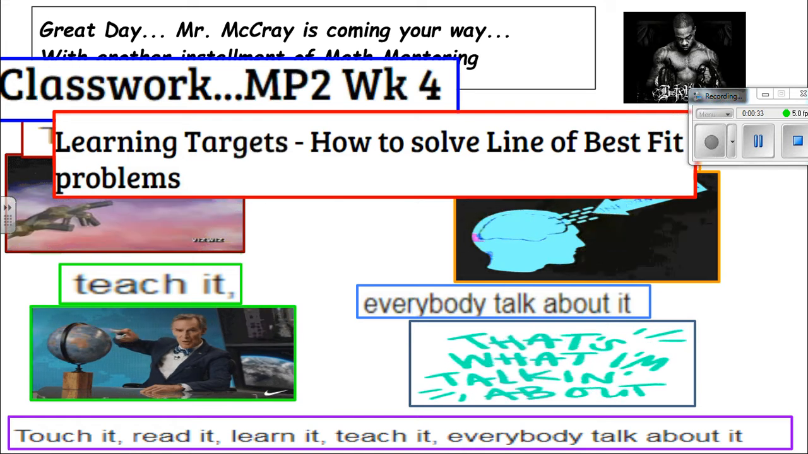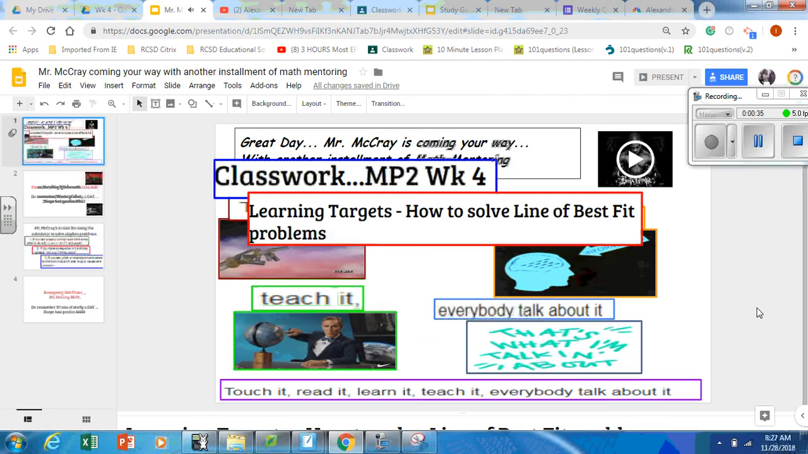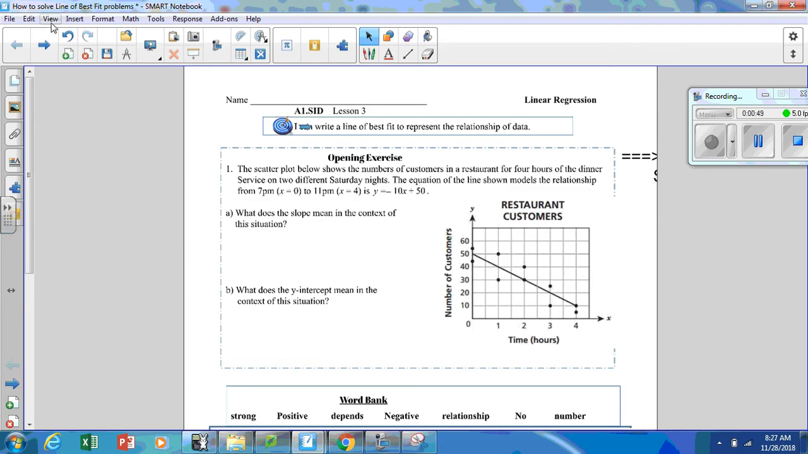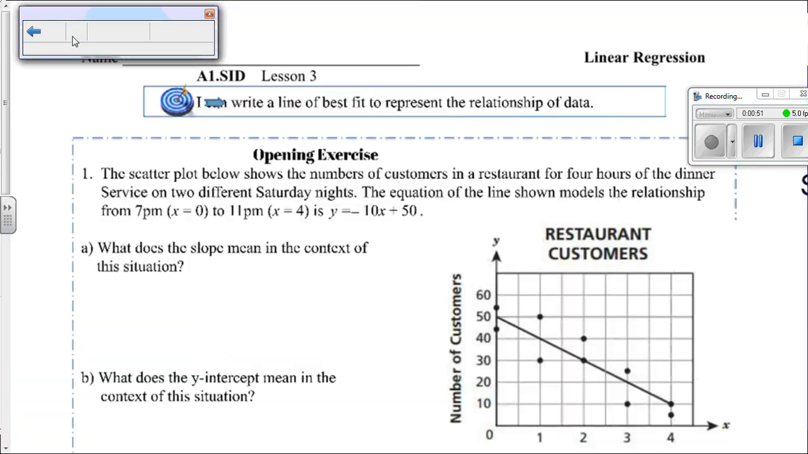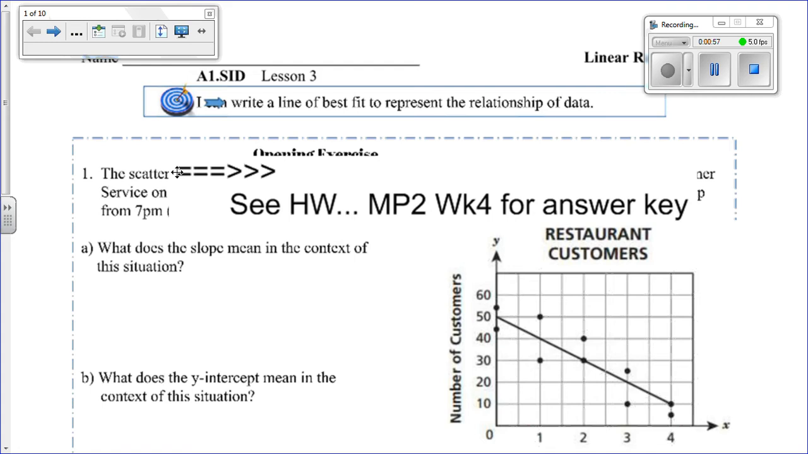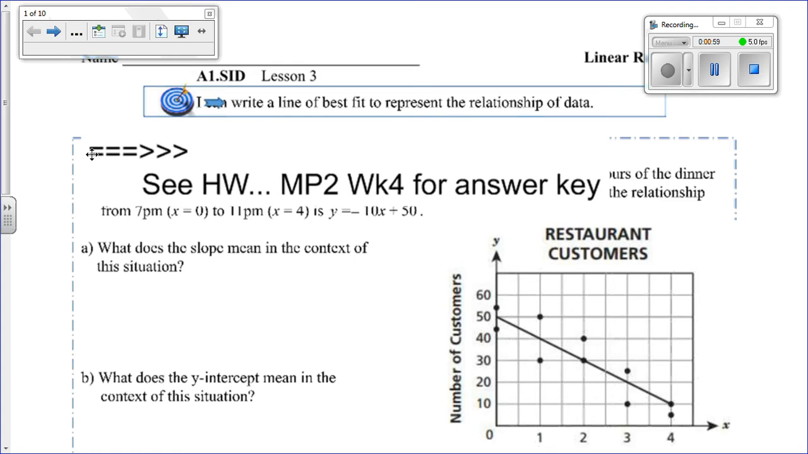Full screen. Okay. All right, so in this question right here, this is going to come back. You guys are going to see this in the answer key for the homework. So we're going to drive on. All right, you guys, this word bank, I didn't think it was super difficult, but I do want you to remember correlation is a relationship. Correlation coefficient is a number. Okay?